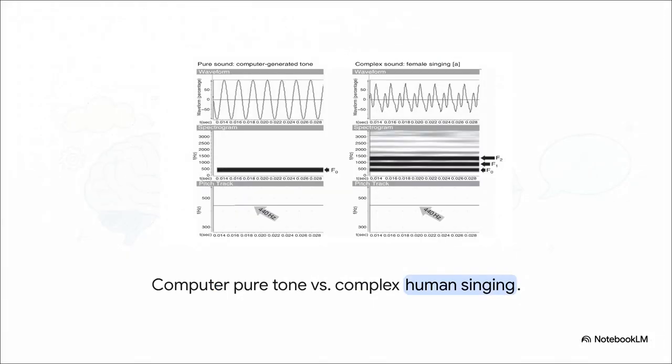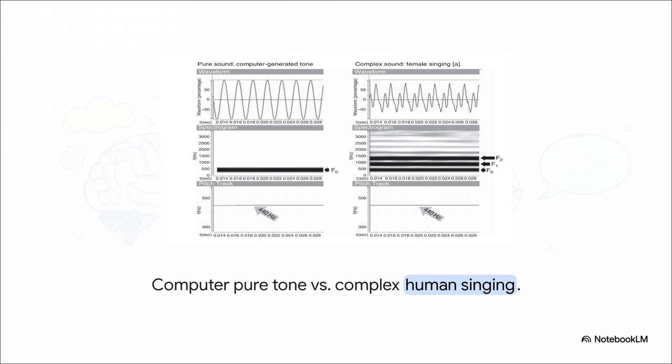To put that all into perspective, look at the final product. The final output of this entire cognitive miracle is incredibly rich. Just compare these two spectrograms. On the left, you've got a pure computer-generated tone, a simple uniform wave. But on the right, that is a human singing.